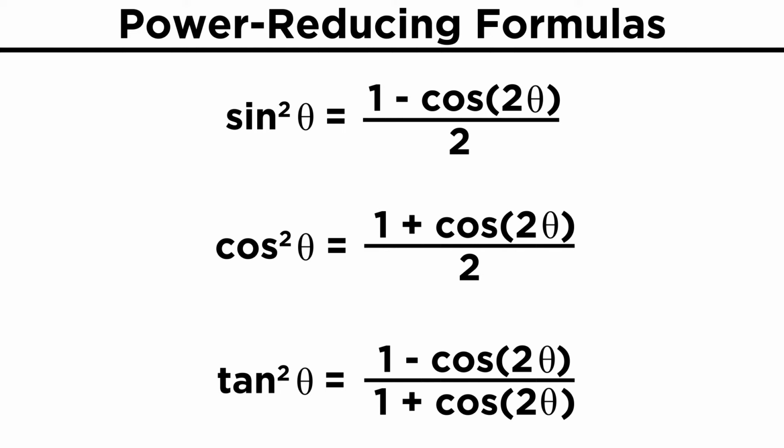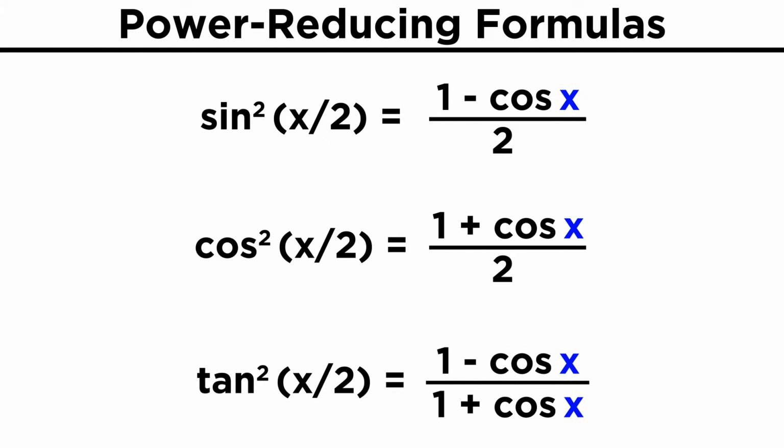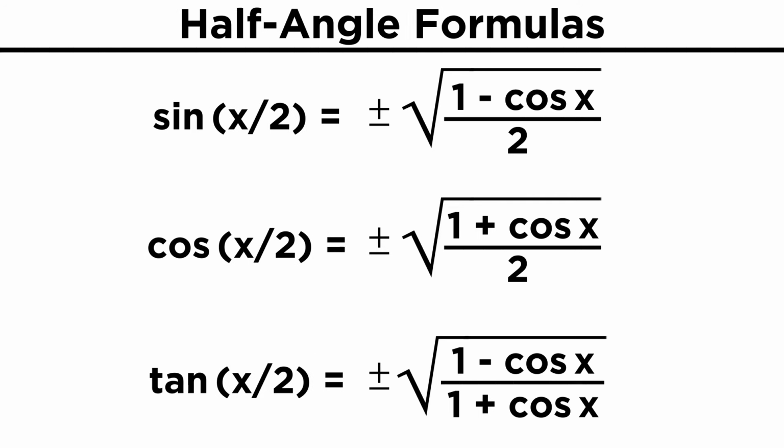These expressions are useful in their own right, especially in calculus, but if we continue along with them, we can do another interesting thing. Let's say that for each of these, we plug in x over 2 instead of theta. They will look more or less the same, except that all of the cosine 2 theta terms become cosine x. Then we can take the square root of both sides, and on the left, we just get sine, cosine, and tangent of x over 2. These are called half-angle formulas.